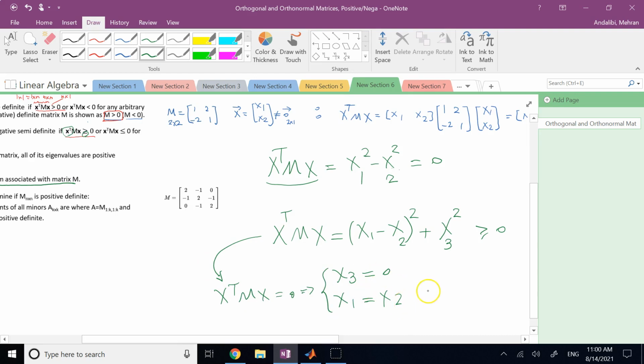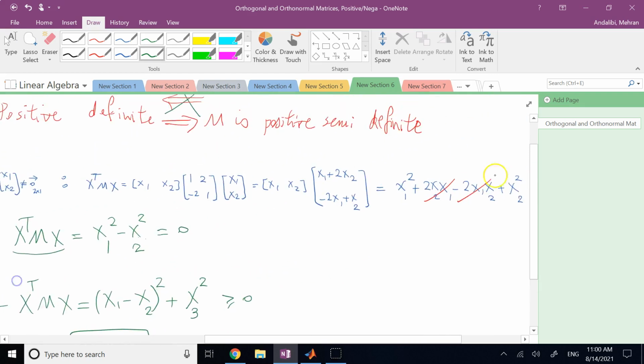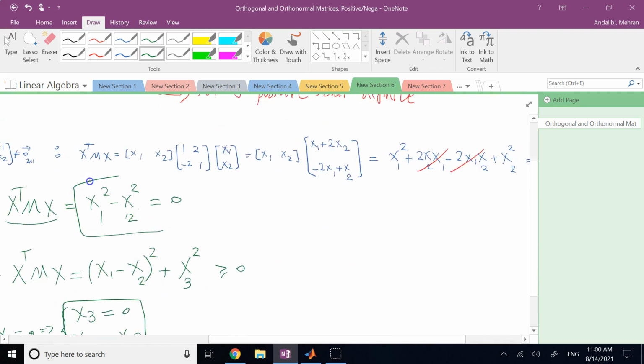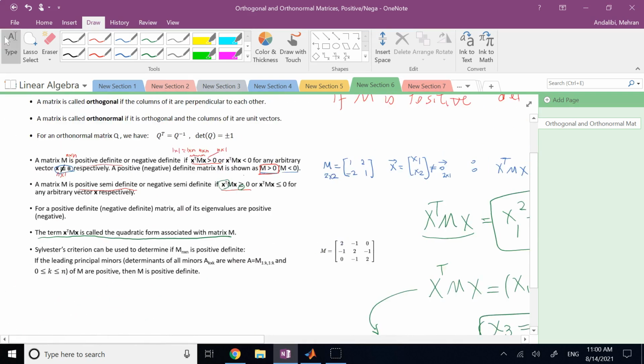That means your matrix is what? Positive semi-definite. Okay, so you see the difference between positive semi-definite, positive definite, and what? And indefinite, right? Good.